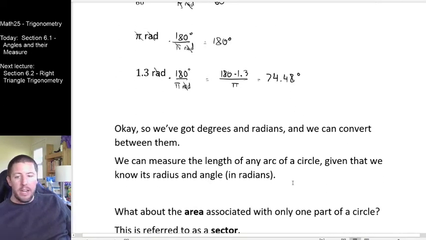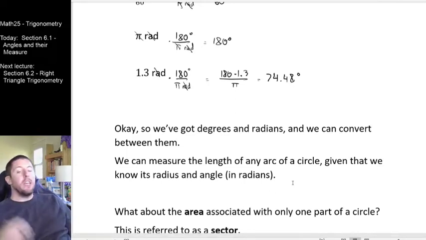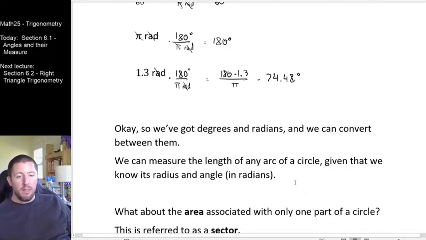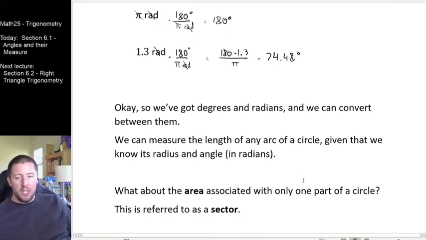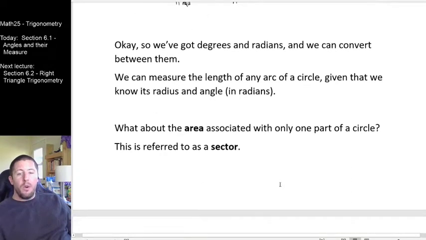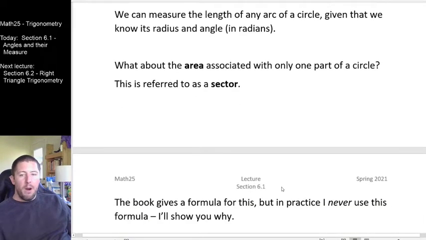So we've got degrees, we've got radians defined, we've got arc length defined. We can convert between degrees and radians, which we need to be able to do to use our arc length formula. One other feature of a circle that I want to talk about is the area of a sector. After that, we'll do one last example that'll actually really just be about arc length, and then we'll call it a day here. So what about the area associated with one part of a circle, right?